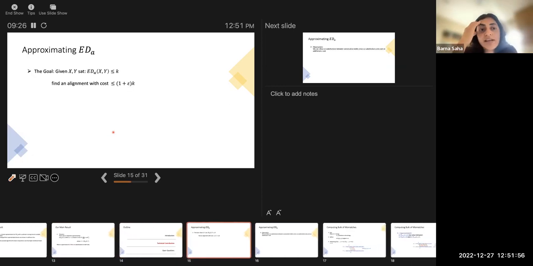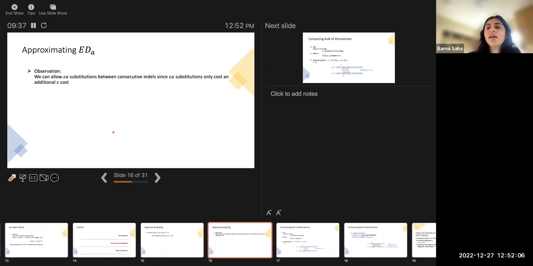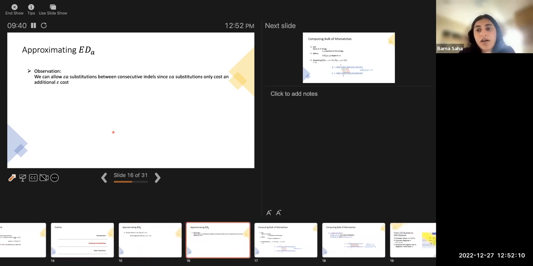The goal is, we are given x and y, which satisfy EDA is less than or equal to k, and we want to find an alignment with cost at most 1 plus epsilon times k. Here is an observation which is simple but crucial for our algorithm. We can allow epsilon a substitutions between consecutive indels, since epsilon a substitutions only cost an additional epsilon, because every substitution costs 1 over a. So epsilon a substitutions overall will cost an extra epsilon, which can be absorbed in one indel because one indel costs 1. And we are fine with 1 plus epsilon approximation. So essentially, epsilon a substitutions you can do for free when you are considering EDA and looking for 1 plus epsilon approximation.